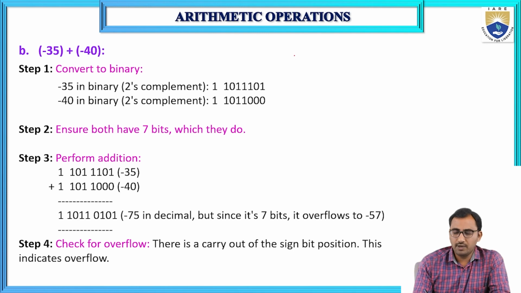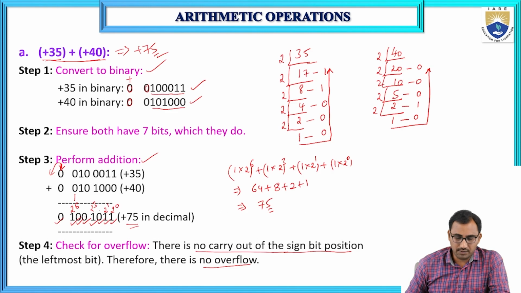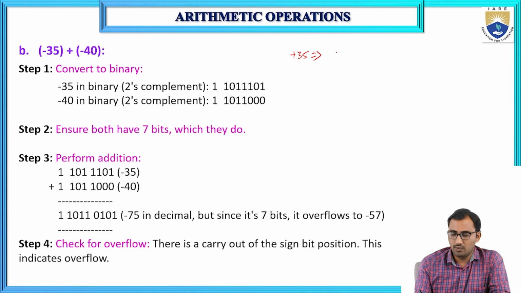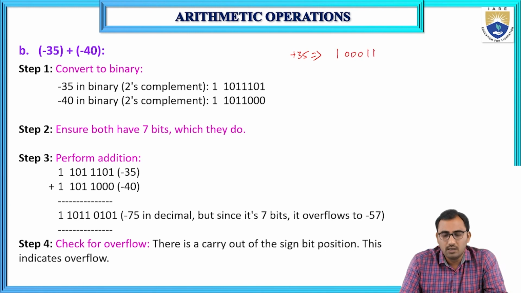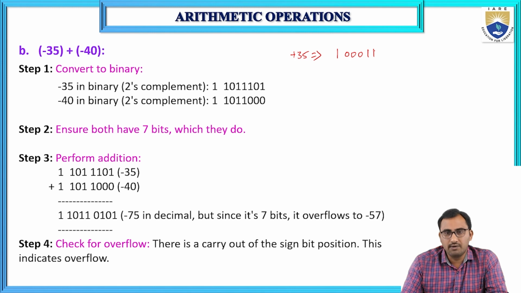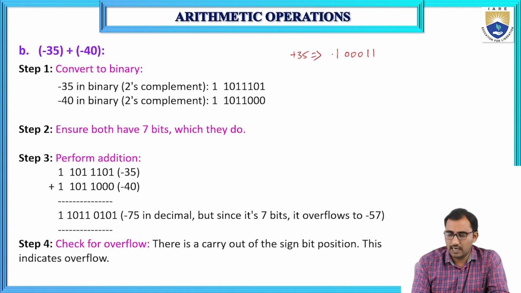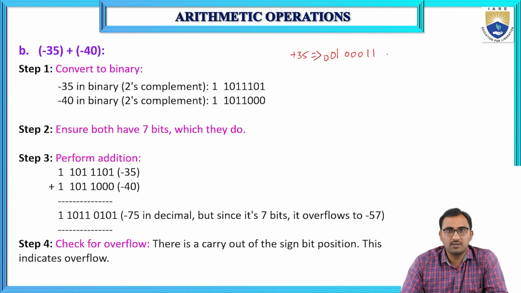So already we know the plus 35 value. So plus 35 is equal to, see, 1 0 0 1 1. 1 0 0 1 1. So this is the plus 35 equivalent value. Okay, so we are adding zeros here. So in total it will be 8 bits. So this is plus 35.